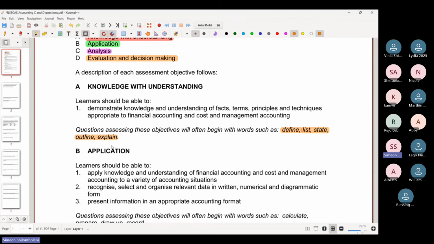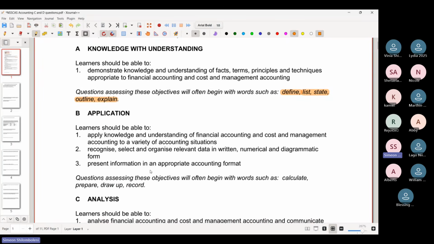And this explain is usually just that small explain the term bad debts. It's also just the same as define. Just as long as you can remember. And those questions are now what we call assessment objective A. In your exam, it's going to be 40 marks in total.